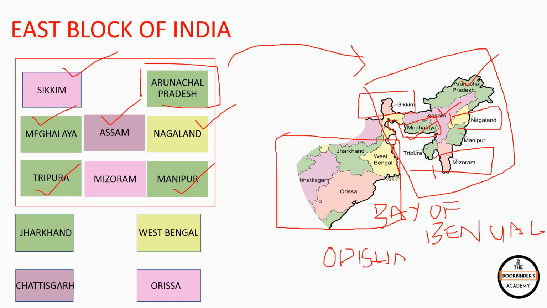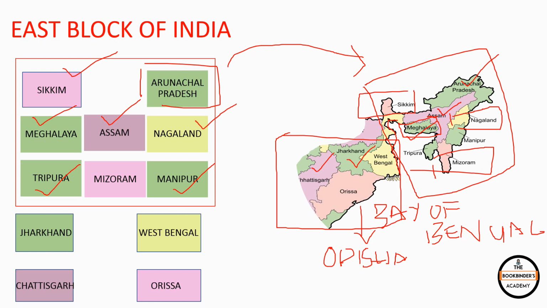O-D-I-S-H-A. Please make that correction and hope you remember this. It's not Orissa anymore. It's Odisha. And I hope you understand that handwriting. And just besides West Bengal, we have Jharkhand towards the inner side, and just below Jharkhand, we have Chhattisgarh.